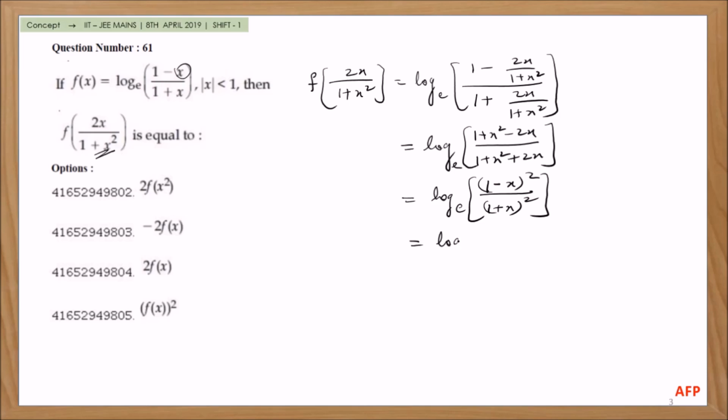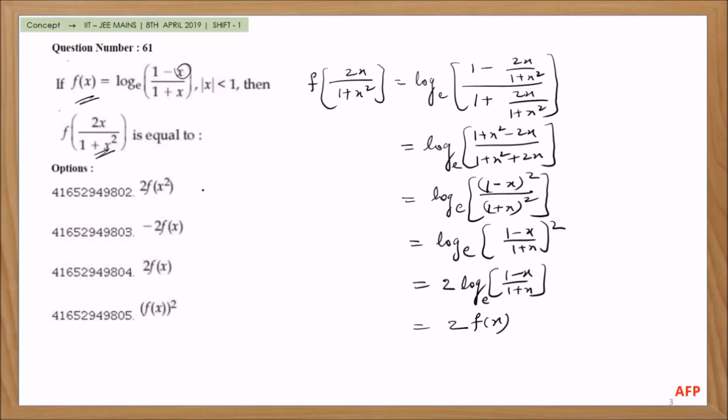Which is equal to, we can write 1 minus x divided by 1 plus x whole square, according to the logarithm property: if a power is there, it can be written as multiplication. So what we have is 2 times the log of 1 minus x divided by 1 plus x to the base e, which is nothing but f of x. So 2 times f of x we got. Here the third option follows.